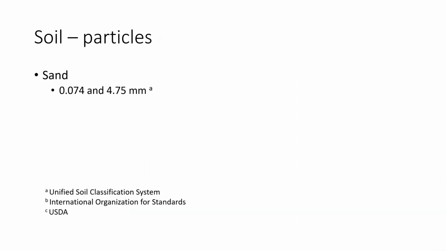The soil particle, sand, is between 0.074 and 4.75 millimeters. That's according to the Unified Soil Classification System. If you go to the International Organization for Standardization, we see it's a little bit off. It says it's 1/16 of a millimeter, going up to about 2 millimeters. The USDA says 0.05 to 2 millimeters. We're looking at something in the 0.05 or slightly larger size up to 2 millimeters.